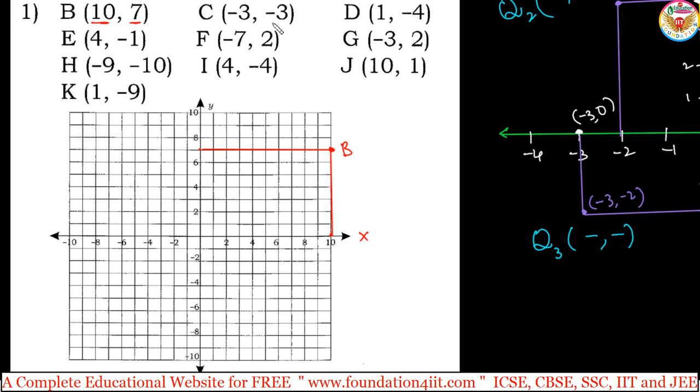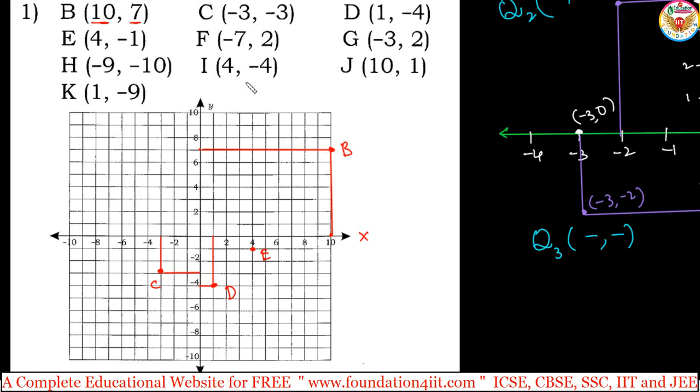C is minus 3 comma minus 3. Minus 3 comma minus 3 is in the third quadrant. So I am keeping it here. Always x followed by y. D is 1 comma minus 4. Okay, x is always 1, minus 4. This is D. Next, E is 4 comma minus 1. So just here is E.